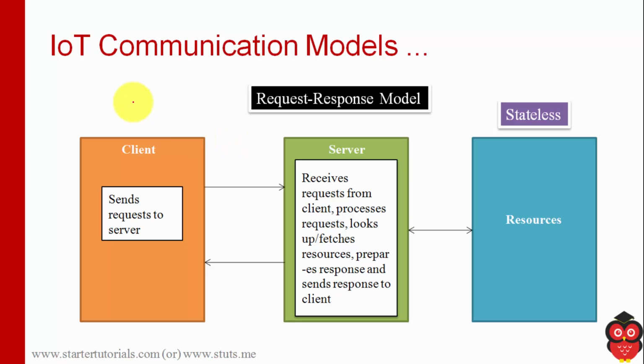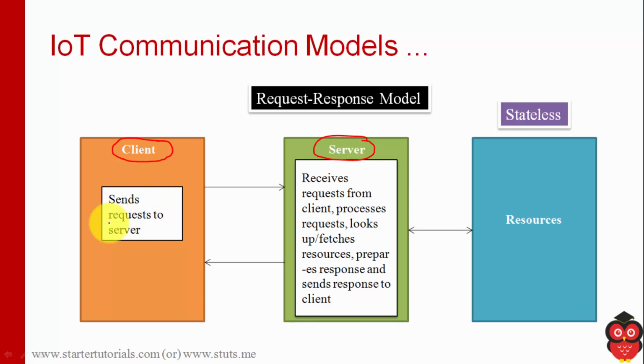So this is the request response model, or you can say client server model. In this model, we have two main entities. One is client, another one is server. Client can be typically a mobile application, desktop application, or whatever. Maybe a browser. Let's say you are browsing web pages.